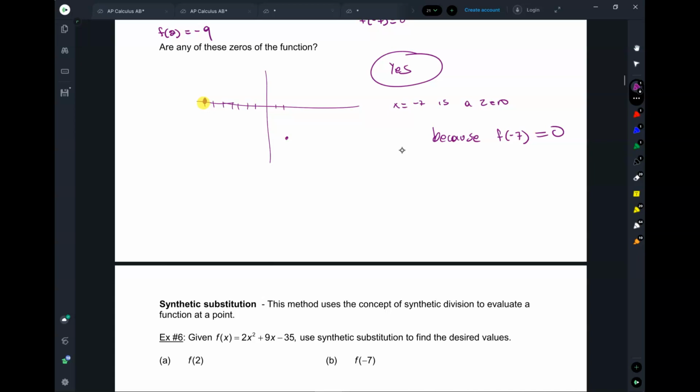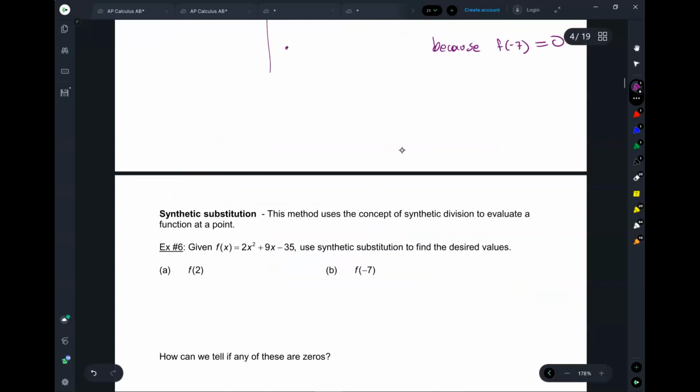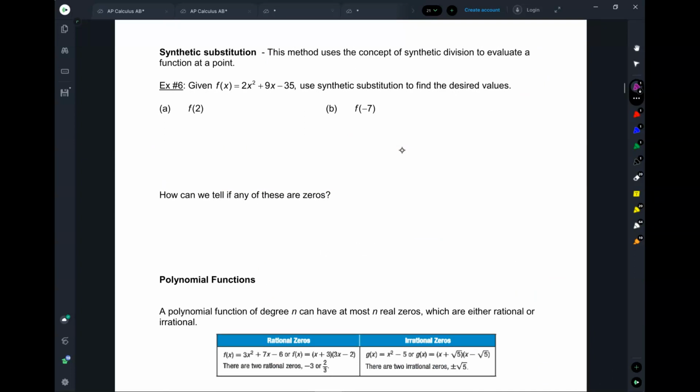It's coming. Another way to find f of 2 and f of negative 7 is to do synthetic substitution. This one uses synthetic division to evaluate the function at a given point. So for f of 2, instead of plugging it in and doing that fiasco with the guessing and being wrong, we're going to do another method: synthetic division.